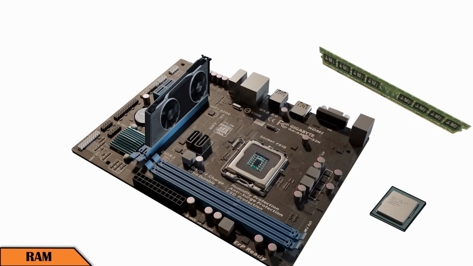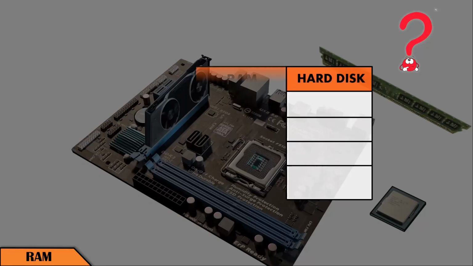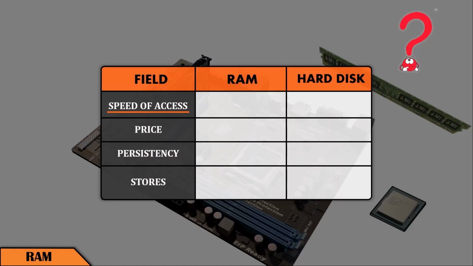But wait a minute, earlier it was said that even hard disks store data. Then why on earth do we need RAM again? The difference between hard disk and a RAM is the data access speed and the amount of time they hold the data for. The RAM is a faster storage device and hard disk is relatively slow. This makes the RAM an expensive option.